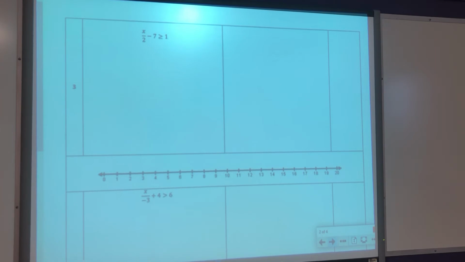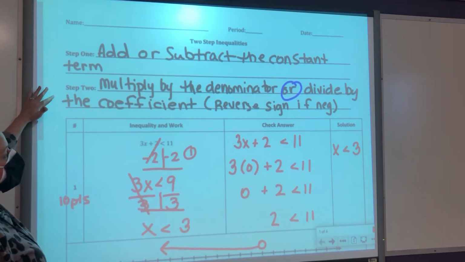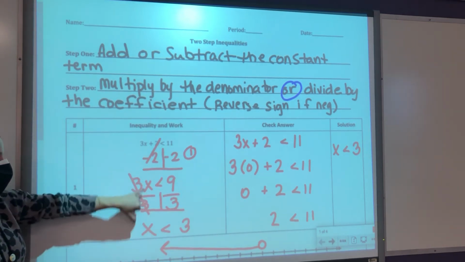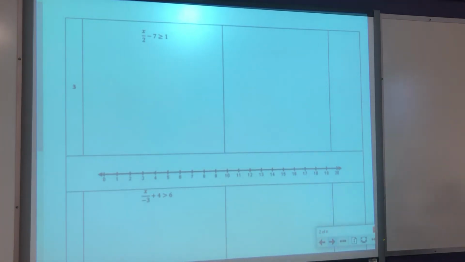Say it again, Mace. Do you see division? Okay. So you see division. X is being divided by 2, subtracted by 7, is greater than or equal to 1. Okay, so now I've got a denominator in my problem. When I look at step 2, I multiply by the denominator. So in numbers 1 and 2, my step 2 I divided because I had a coefficient. So now we're going to look at multiplying by the denominator. So x divided by 2 minus 7 is greater than or equal to 1.